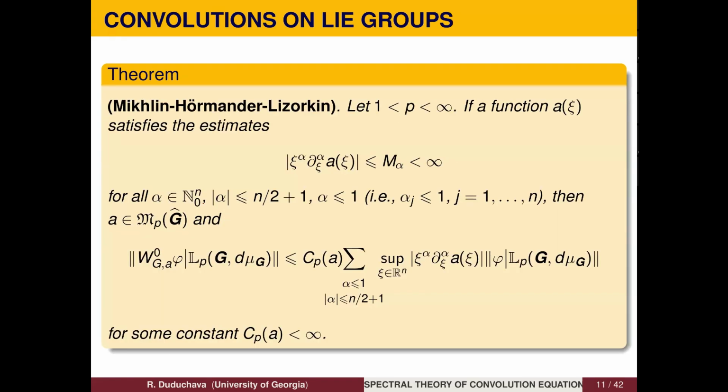Theorem now. That's one more class which belongs to the multiplier class. It's the Mikhlin-Hörmander-Lizorkin theorem, which says that if the derivatives of the function, dxi to the power alpha, multiplied by xi to the power alpha, are bounded, then these functions are LP multipliers for all p. And here is the norm estimate also in this case. It's the classical theorem of Mikhlin, Hörmander and Lizorkin.